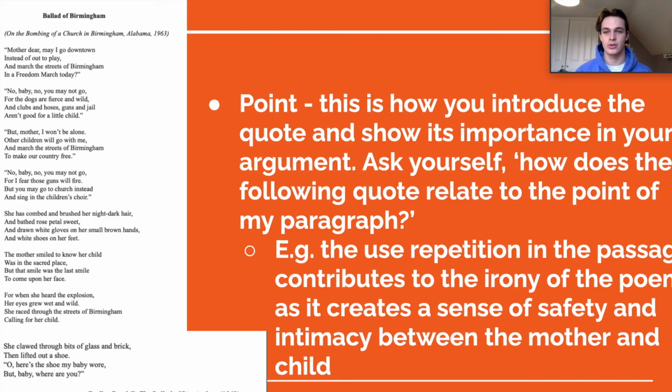So it's this repetition of, no baby, no, you may not go. We understand that the mother is using very endearing terms towards her daughter. They clearly have an informal, quite close relationship. And then we say that this literary form of repetition adds to the meaning of the entire poem because it's ironic that they're so close, but that the mother fails to protect her daughter.